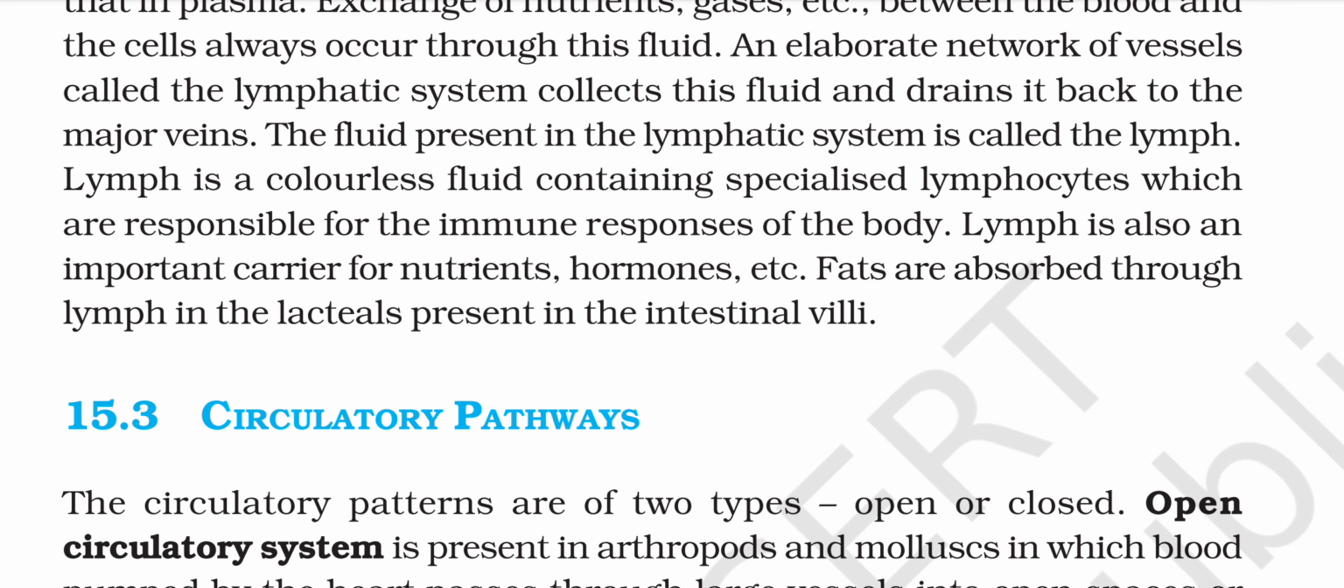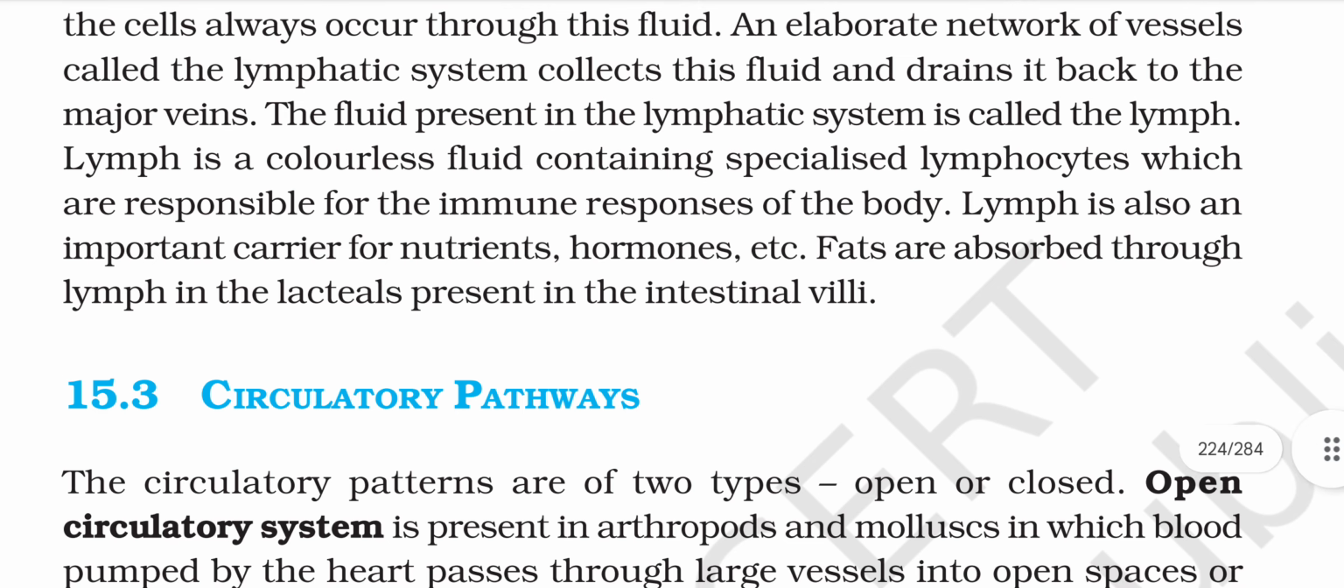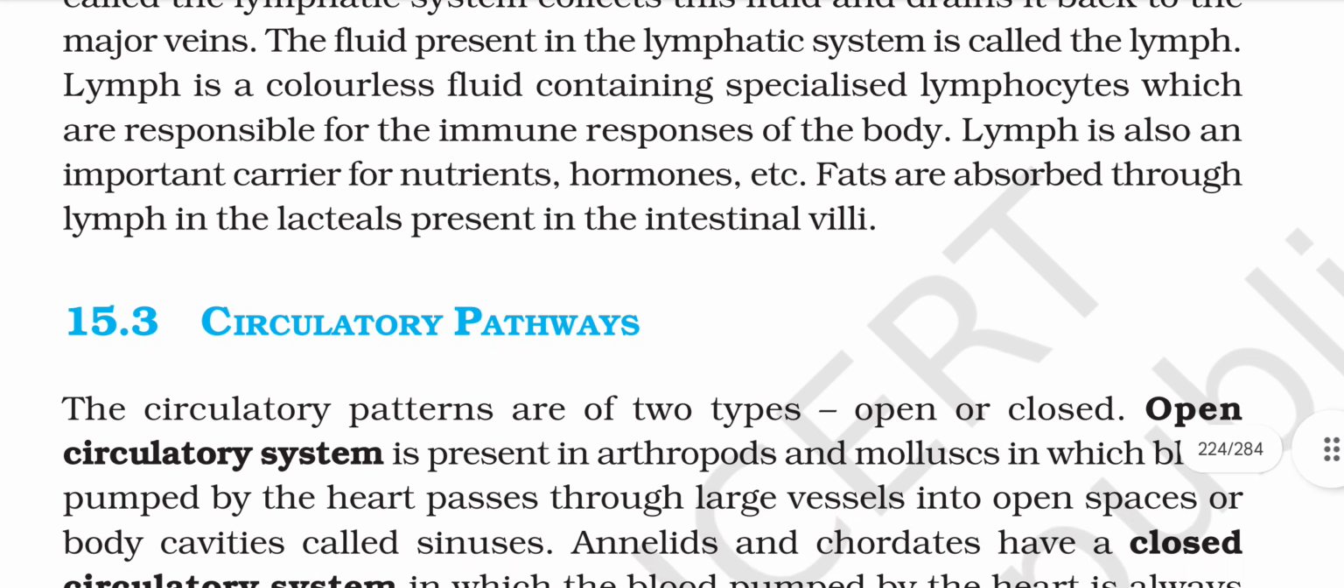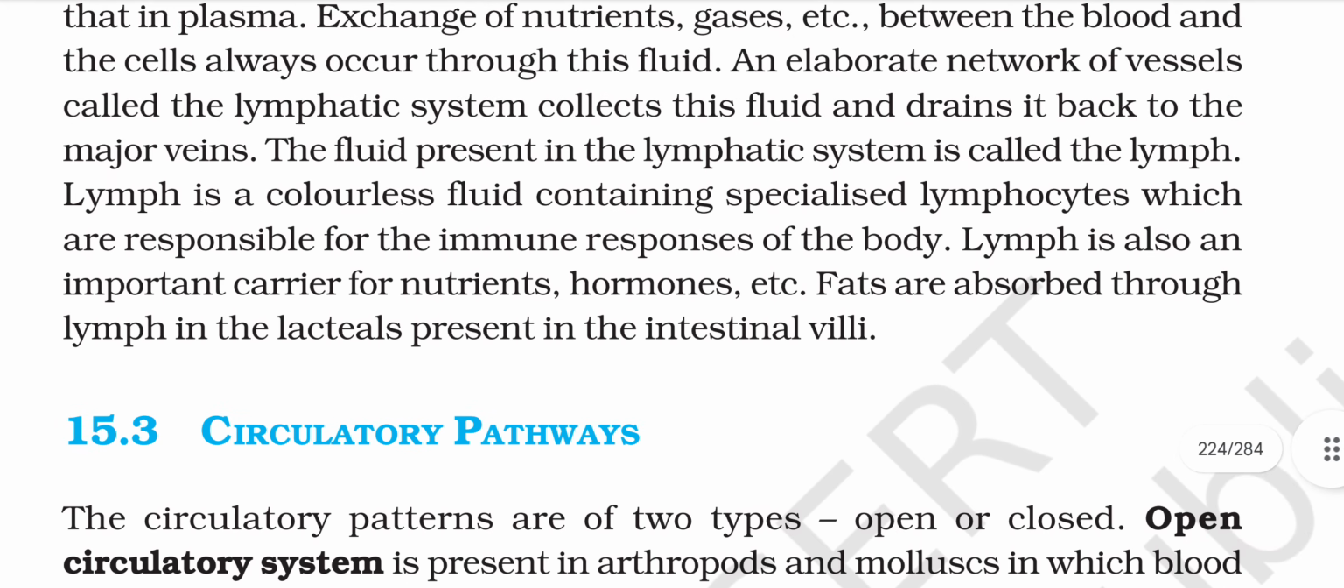The fluid present in the lymphatic system is called lymph. Lymph is a colorless fluid containing specialized lymphocytes which are responsible for the immune responses of the body. Lymph is also an important carrier for nutrients, hormones, etc. Fats are absorbed through the lymph in the lacteals present in the intestinal villi.